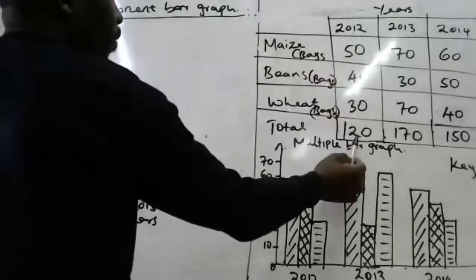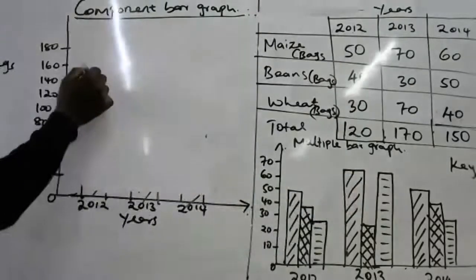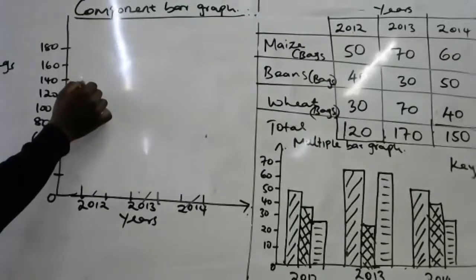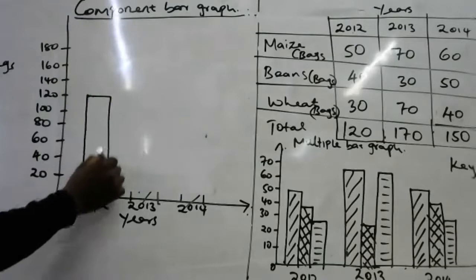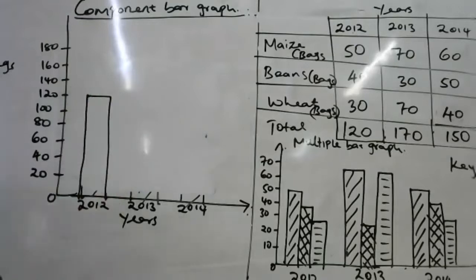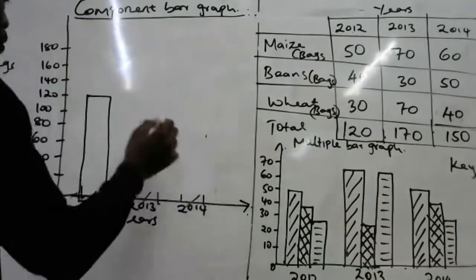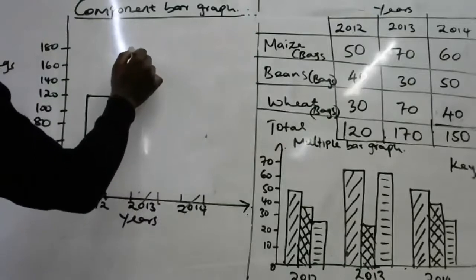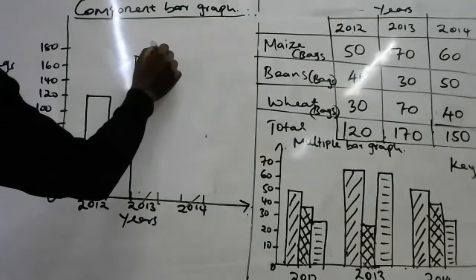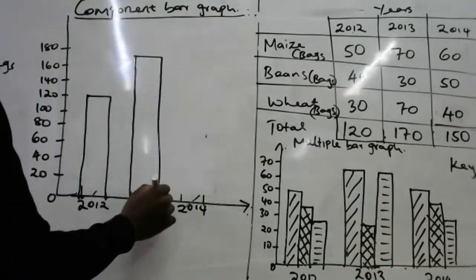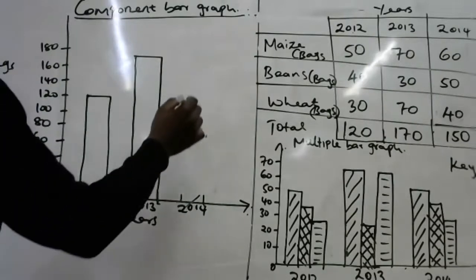Remember, for 2012, the total was 120. So we draw a bar with a height of 120. The other one is 170. Then the other one is 150.